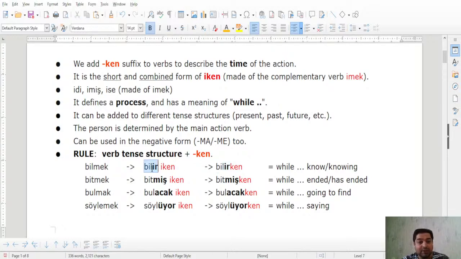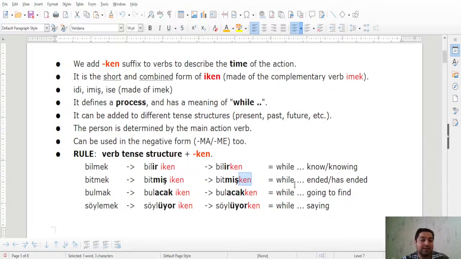But here you see bilir already is a present tense. Therefore, you can translate it as "while knowing" or "while know." Somebody knows or know. The second example is bitmiş. This is a reported past tense. Reported past tense, bitmiş iken becomes bitmişken. Again, we throw away e and we add the suffix ken.